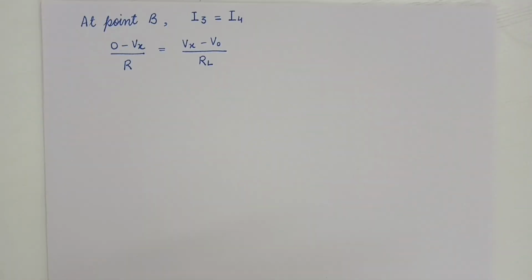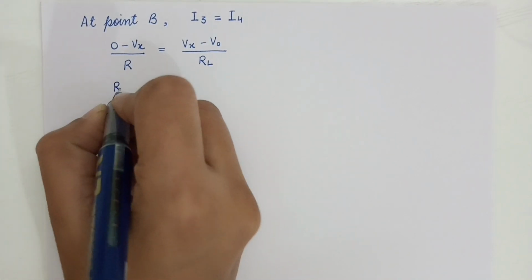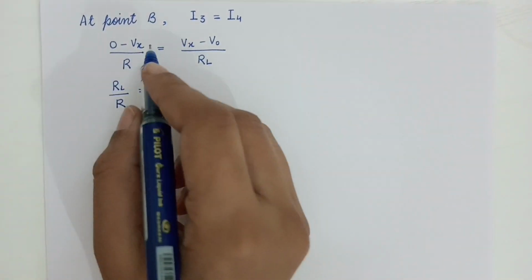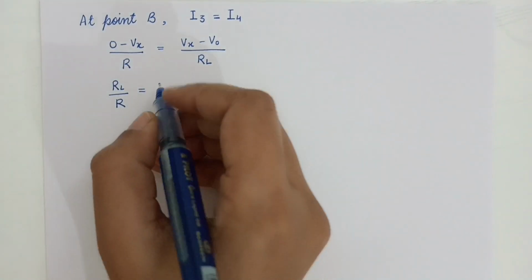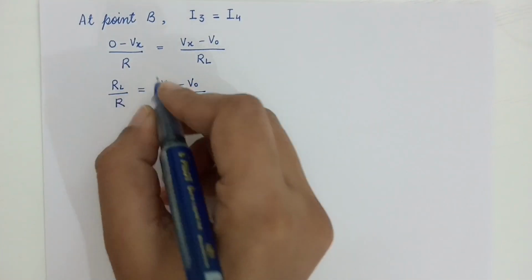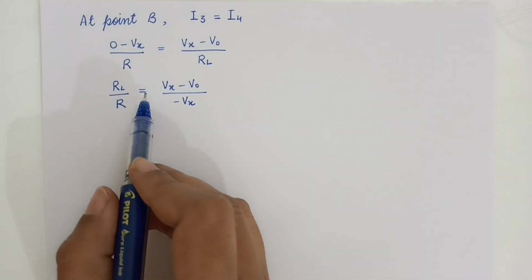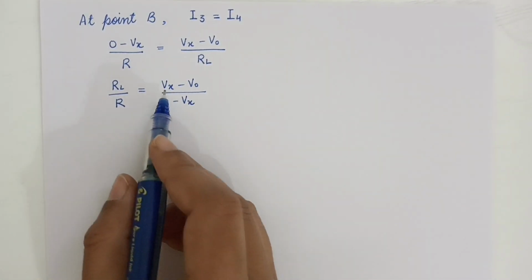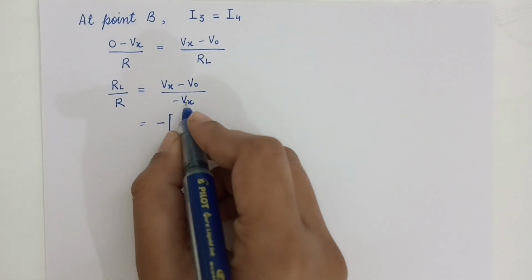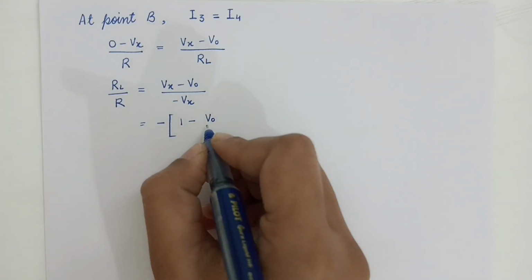Now let's solve it further, taking RL to the left hand side. So RL divided by R is equal to, taking this minus Vx to the right hand side, Vx minus V0 divided by minus Vx. And now let's take this minus outside, dividing each term by Vx. So minus Vx divided by Vx is 1 minus V0 divided by Vx.